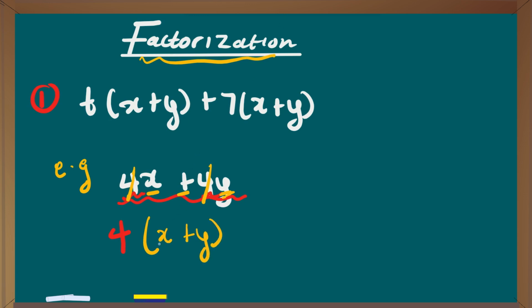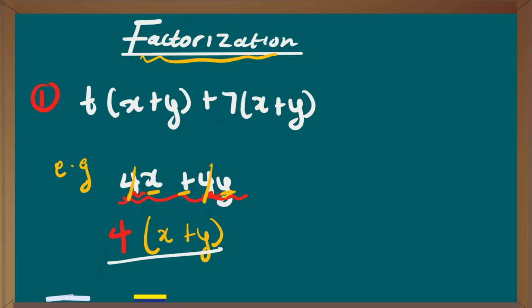And this makes our final answer. This is how we solve this question. Our answer consists of the common factor, which is 4, and also what remains, which is x plus y inside brackets.